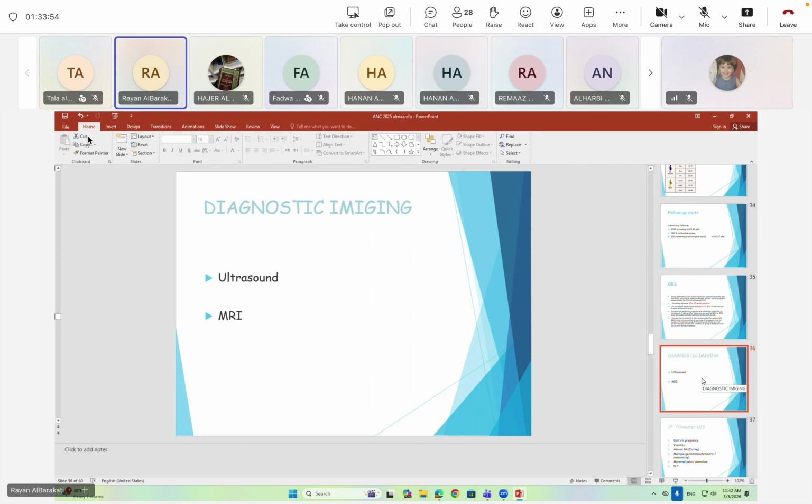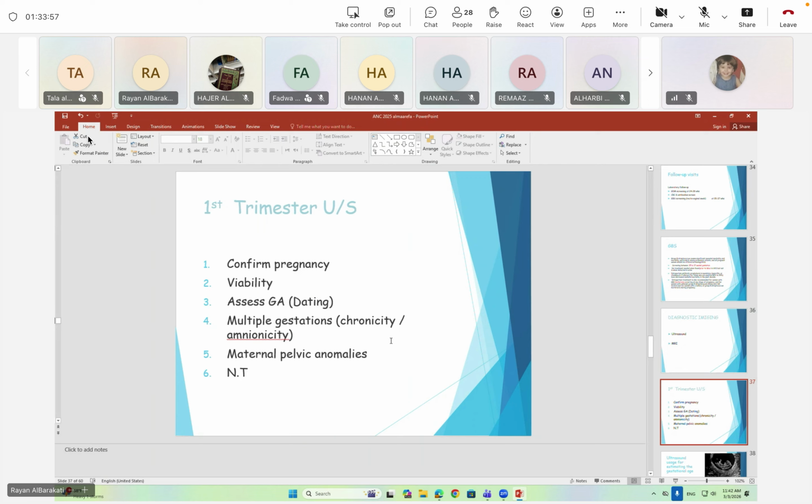When we do ultrasound in the first trimester, we do it to confirm pregnancy, viability, and assess gestational age. We also assess chorionicity and amnionicity, and maternal pelvic anomalies if there is a previous history of pelvic anomalies or abnormal disease in the pelvis. Also, we will do something called nuchal translucency in the first trimester.